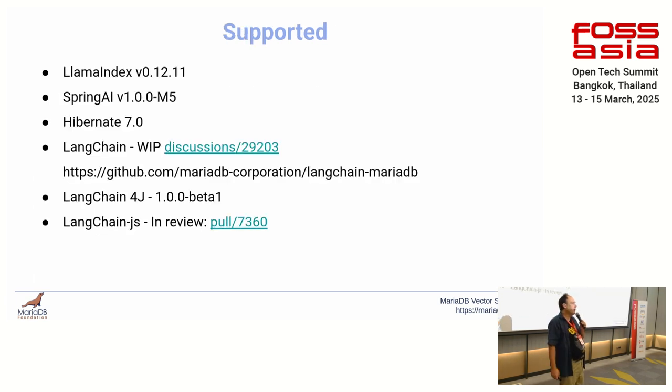Lastly, I'm going to cover where it's actually supported. I showed the LlamaIndex before. It's in that, it's in OpenAI, it's in Hibernate. There was a LangChain discussion, however, it ended up that we'll do our own module, and that's been published now. LangChain4j is out in 1.0.0 beta 1, and there is a pull request in LangChain JavaScript for an implementation there.